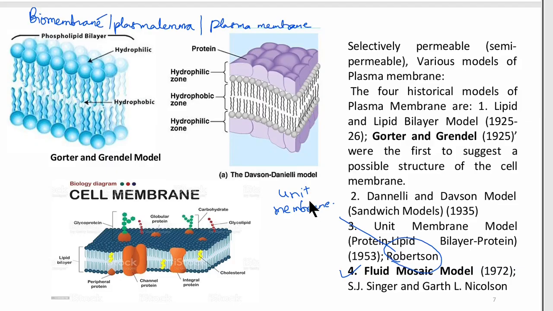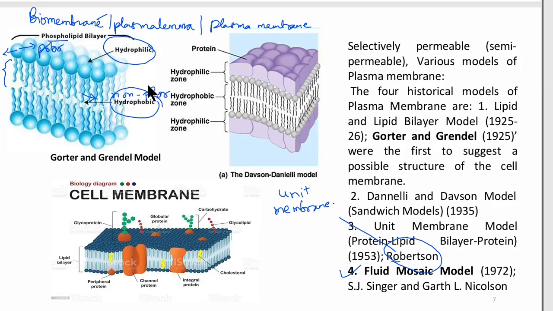Cell membrane is a thin, elastic, living, selectively or differentially permeable membrane. Cell membrane is made up of phospholipid and protein. Phospholipid consists of head and tail. The head is polar, that is, it is hydrophilic, water loving, and the tail is non-polar, hydrophobic, that is water hating.